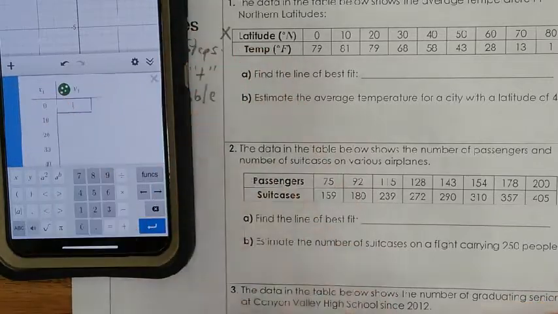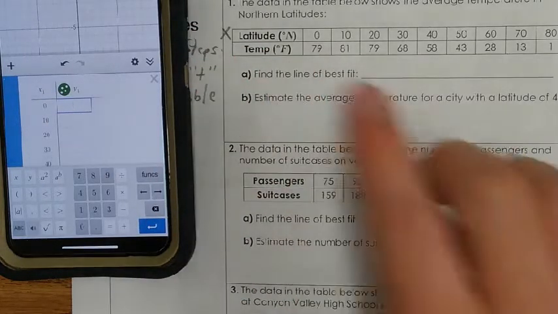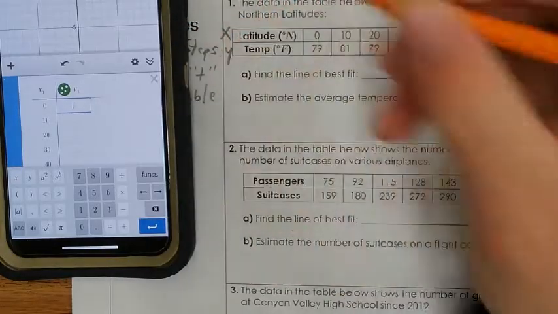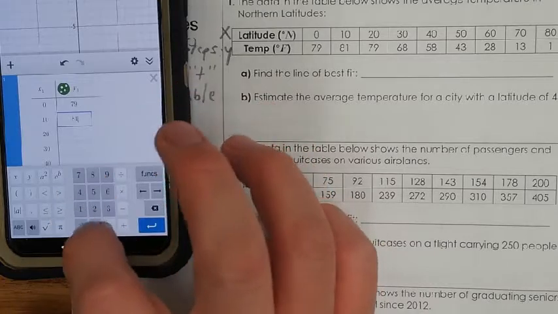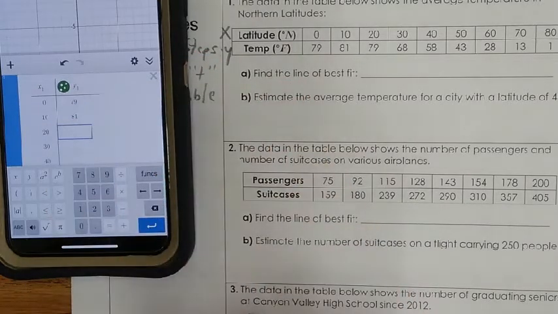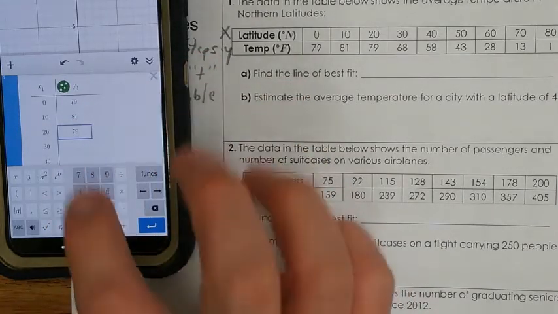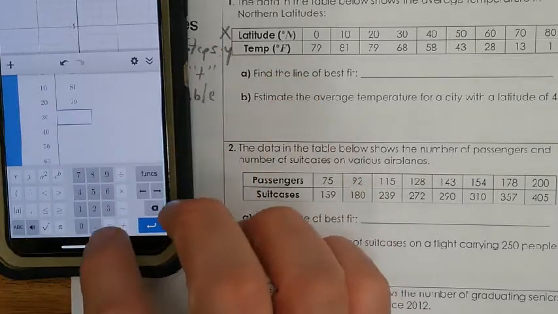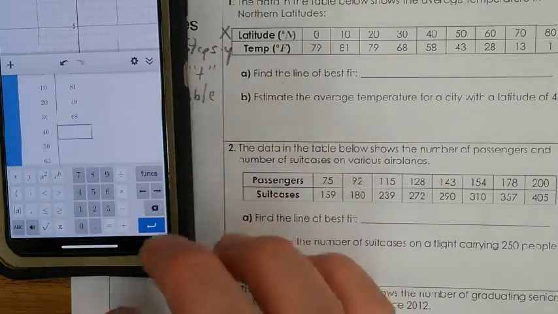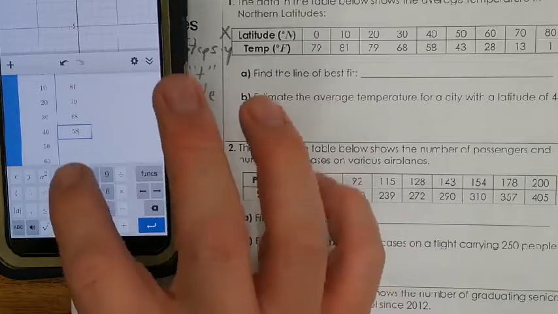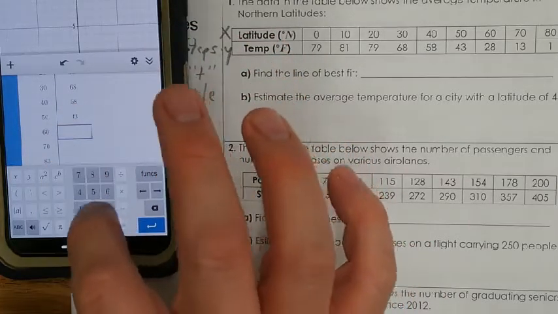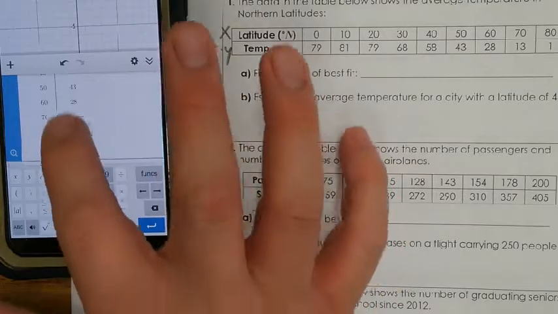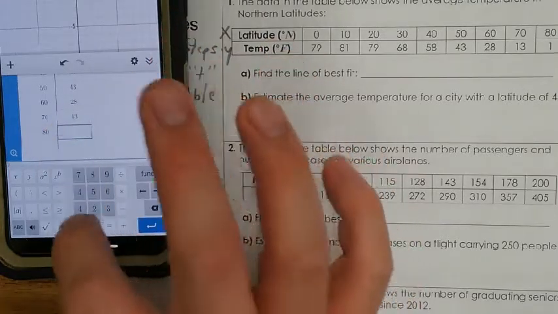Now on the Y values, it won't predict it for you because the Y values are all completely different. So then you just type in each one of your Y values. That would be the temperature: 79, 81, 79, 68, 58, 43, 28, 13, and 1.